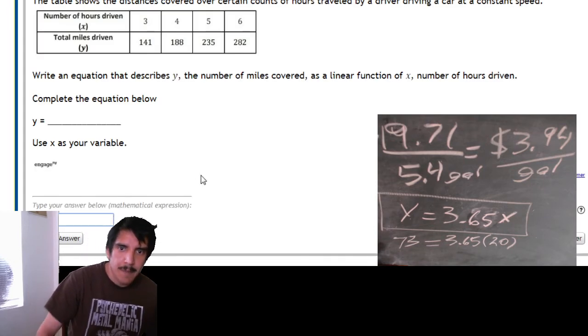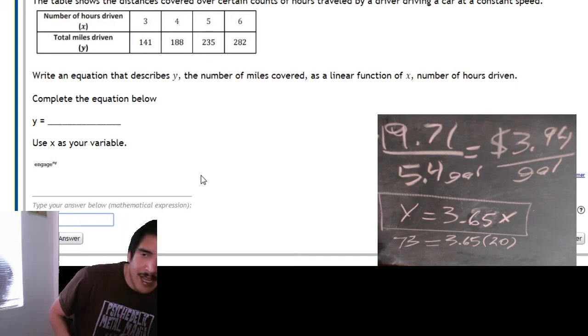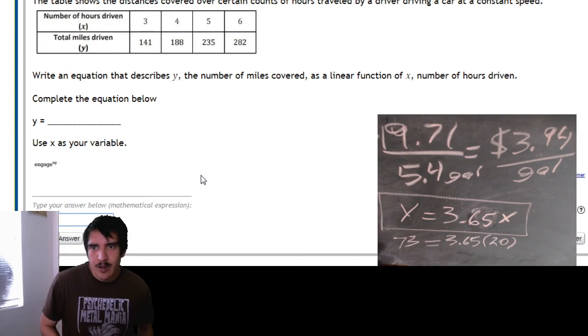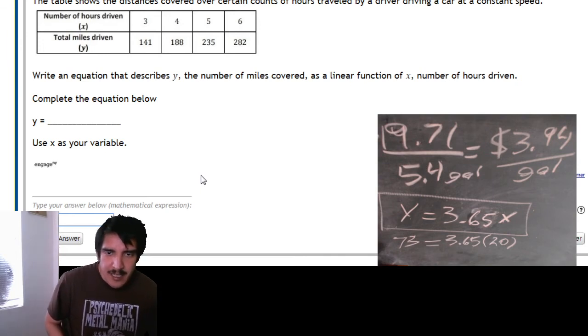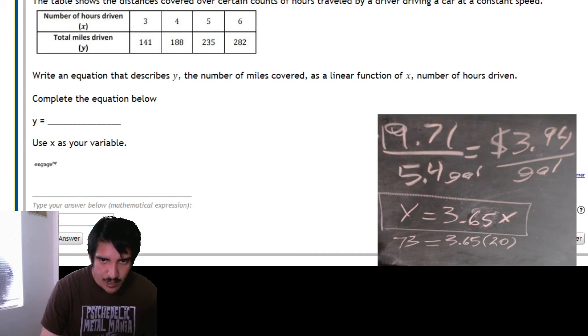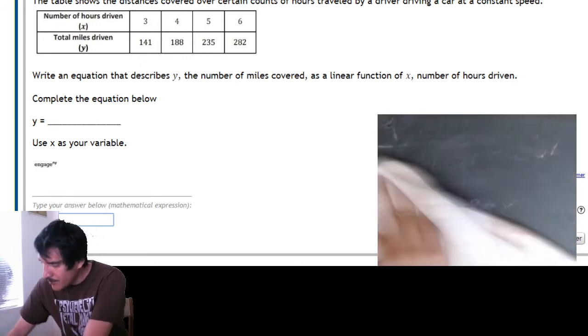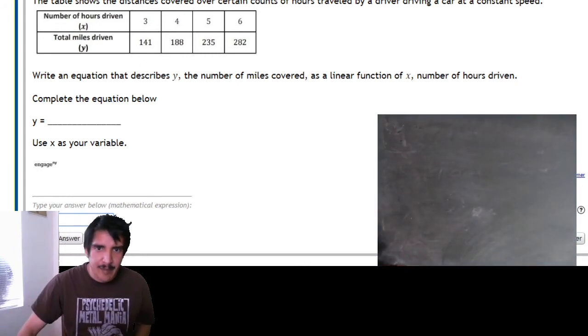Let's see here. The table shows distances covered over certain counts of hours traveled by a driver driving a car at a constant speed. So they say to write an equation. To write an equation, you need the speed. And to calculate the speed, you use your table of values. You take distance divided by time.